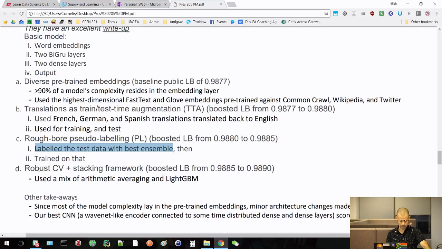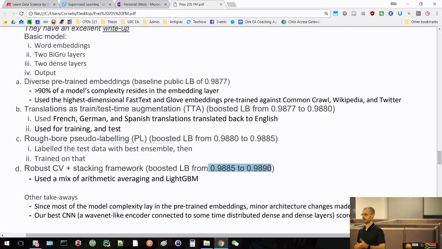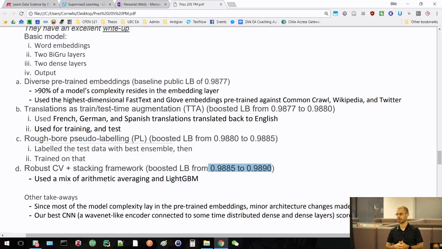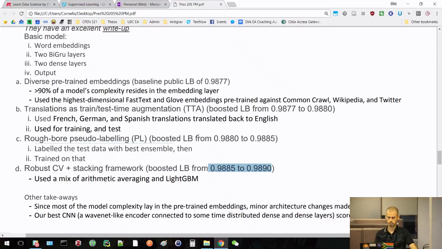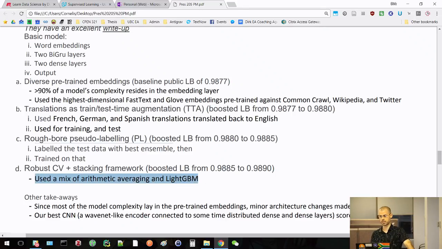So they did pseudo labeling, and they did ensembling, basically. It's a standard thing to do. What a lot of people do is they create a bunch of models and just average all of them. To get a slightly better prediction, they also use LightGBM to choose how to combine their models, and ultimately they found that a mix of arithmetic averaging and LightGBM gave them the best possible results, a tiny bit better than just averaging.